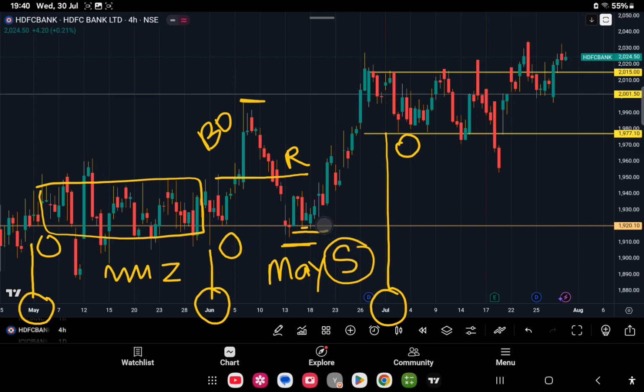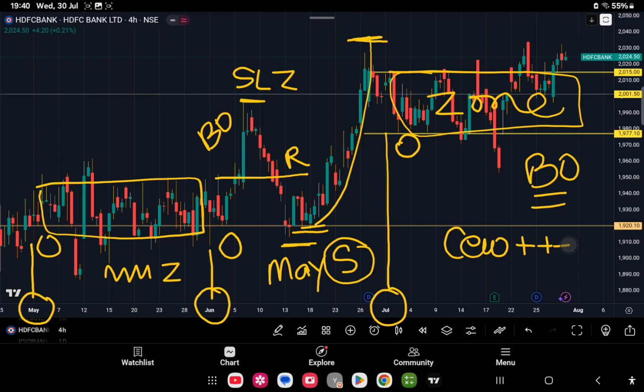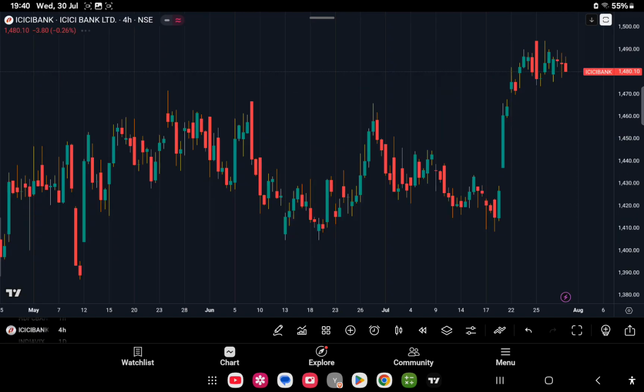Okay, and then from here it was a very good breakout. Even this resistance, this SL zone was also taken out, but then couldn't sustain. And then you could see now in the July month it's inside this big zone trying to do a breakout. Let's wait and watch. Here also you have to note that call writing is being added aggressively for HDFC Bank. Okay, now we'll go and check for ICICI Bank.